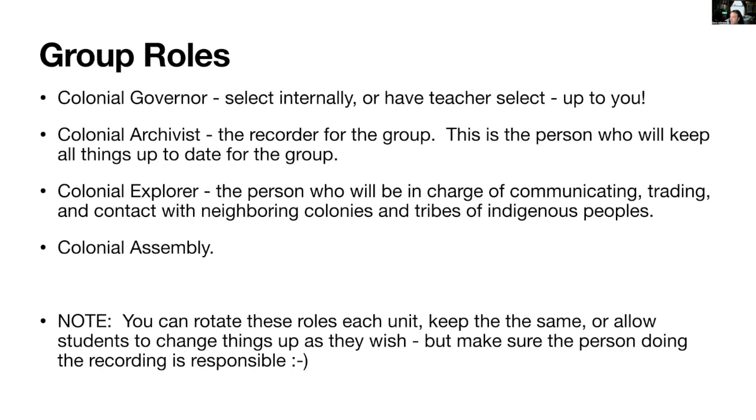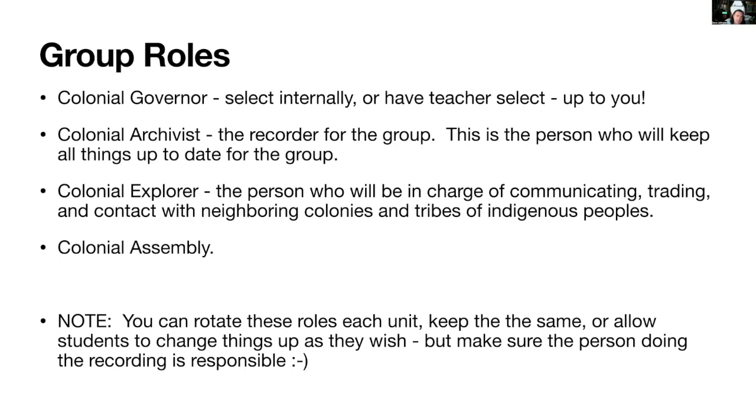I'm looking at a couple of you. I can't remember who told me that they're teaching math in intersession right now, but find a person who's good at math for the colonial archivist role. And then the colonial explorer. There will be some opportunities for kids' colonies to interact with one another depending on proximity. Your colonial explorer is going to be the only person who is allowed to communicate with, trade with, or contact neighboring colonies. Everyone else in the group is going to be part of the colonial assembly.